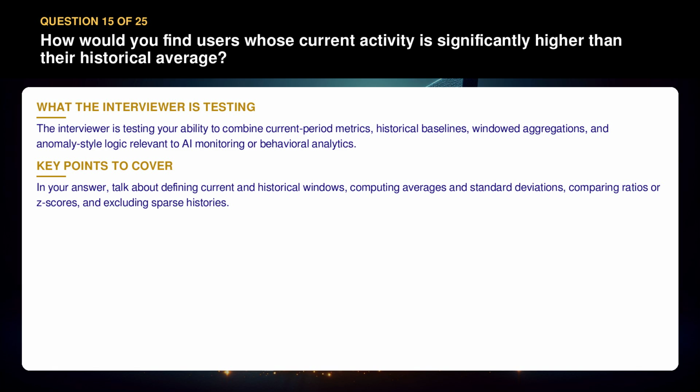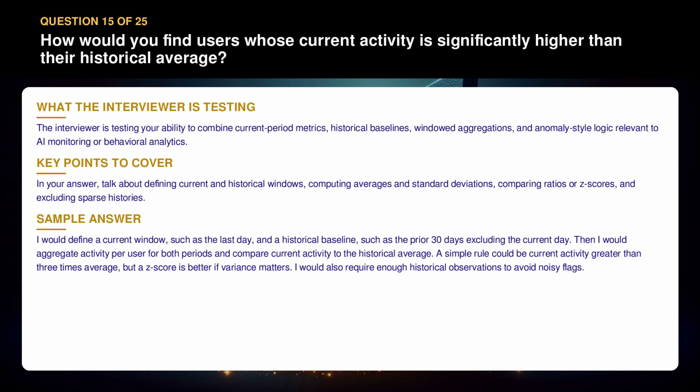excluding sparse histories. I would define a current window, such as the last day, and a historical baseline, such as the prior 30 days excluding the current day. Then, I would aggregate activity per user for both periods and compare current activity to the historical average. A simple rule could be current activity greater than 3 times average, but a z-score is better if variance matters. I would also require enough historical observations to avoid noisy flags.